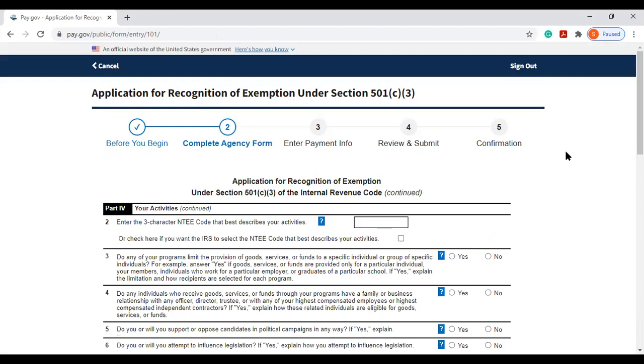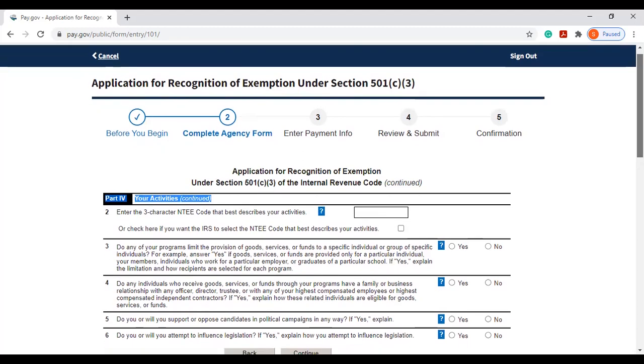Guess what? That is not all of part 4. As you can see here, it says part 4, your activities continued. So you may as well take a little break now, because part 4 is the heart of your application, as I mentioned before, and it's the longest part of your application too. So you may as well take a little break and come back, because now we're going to continue with part 4, your activities, the second part of it. This is the longest part of your application and the most important.